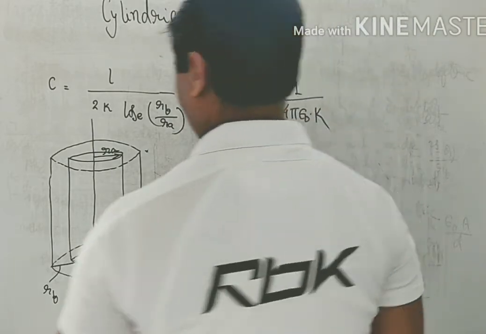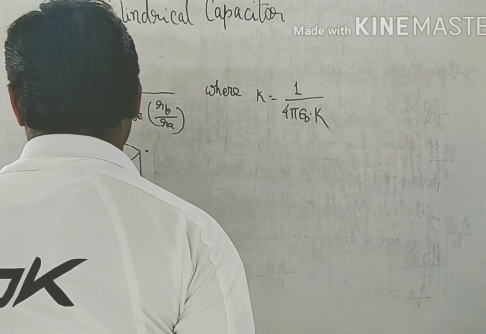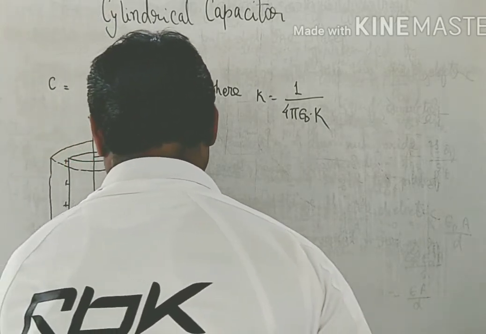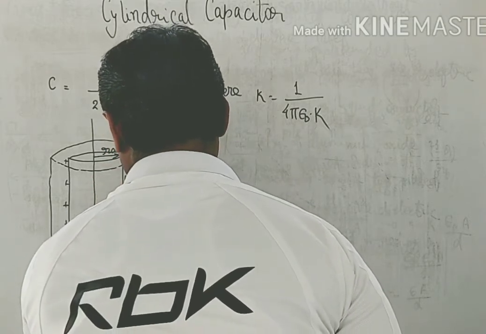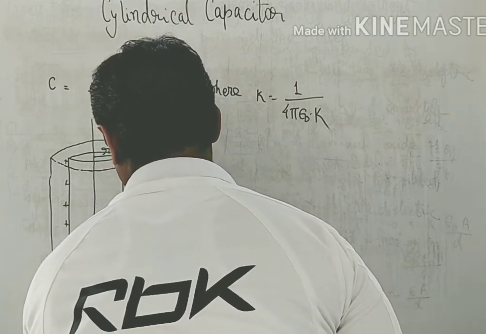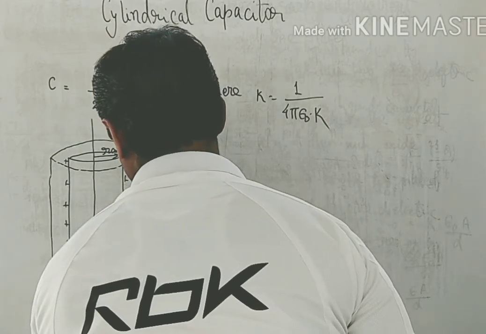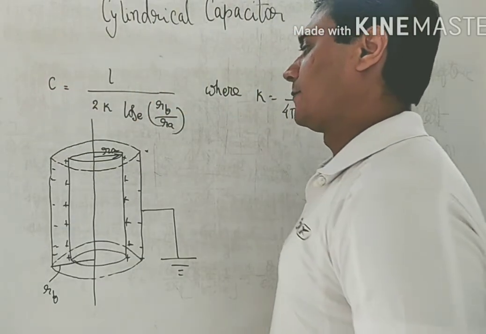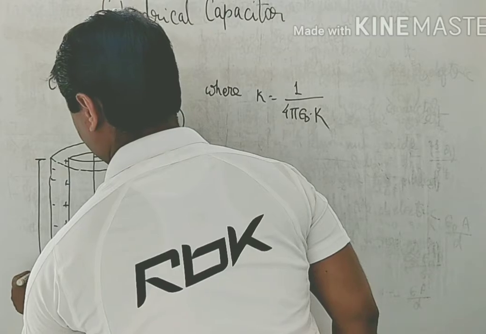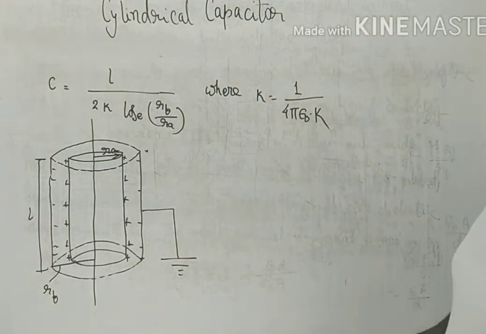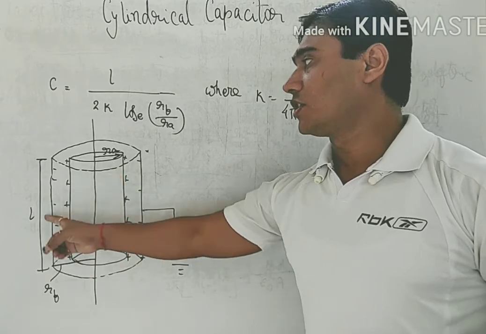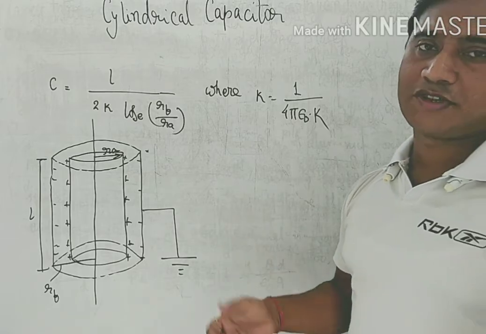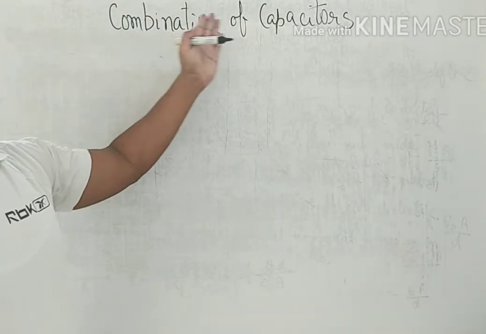So this way, here actually positive charges are given on the inner cylinder, and subsequently there will be negative charges here. So this way we can have a cylindrical capacitor. The length of this is small l. So just having all these constants with us, we can place them and get the value of capacitance of such a capacitor. Now let's have the next topic, combination of capacitors.